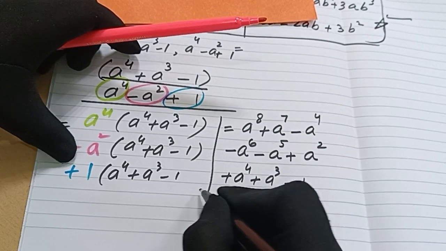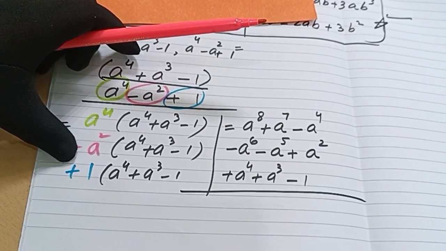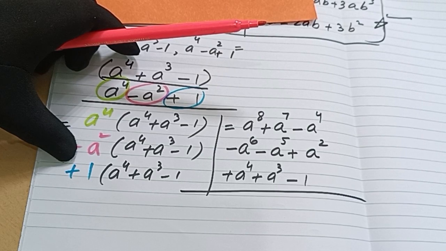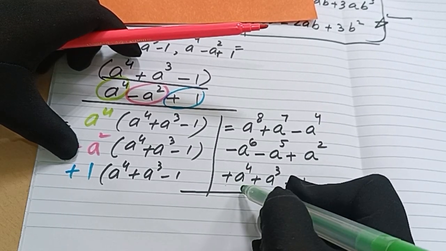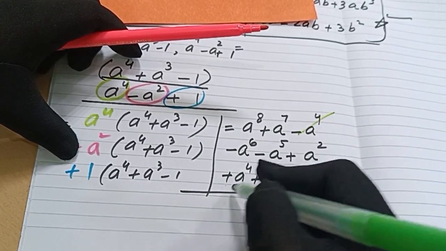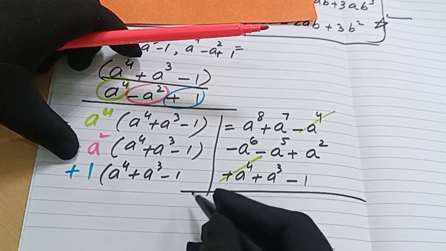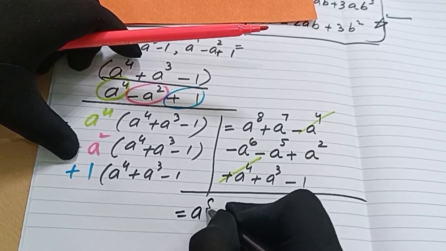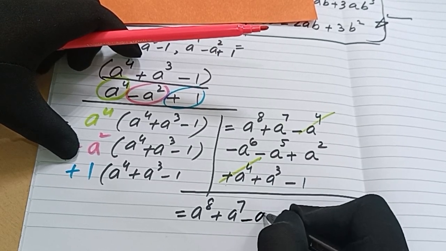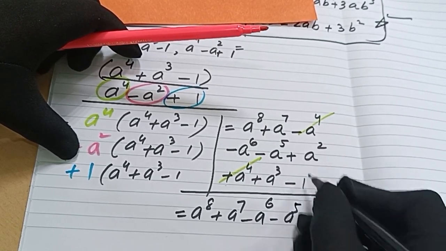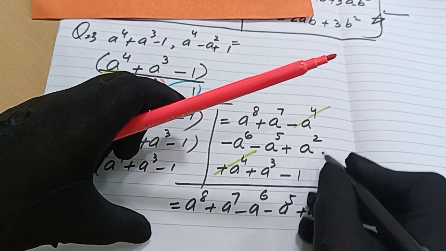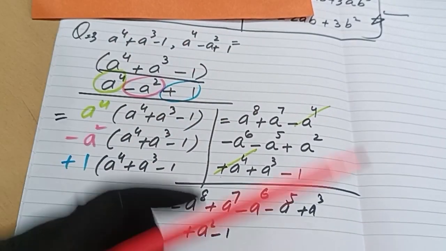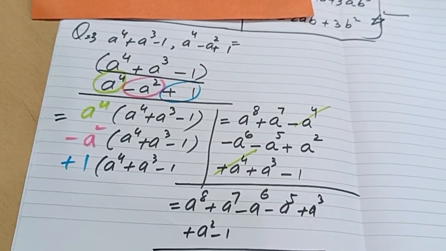Okay. Now we will add them. If there is any like term, we will solve them together. So we can see that only these are the like terms. Minus a4 and plus a4, because they are like and exactly opposite also, we can cancel at the same place. We will write the answer equals a8 plus a7 minus a6 minus a5 plus a3 in alphabetical order or with exponents in decreasing power, plus a square minus 1. And this is solved like this.